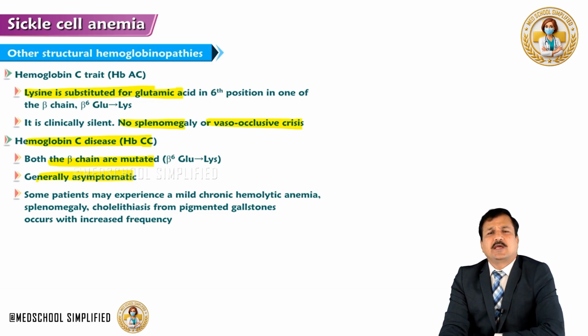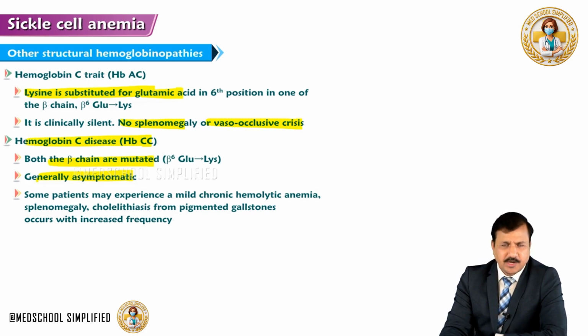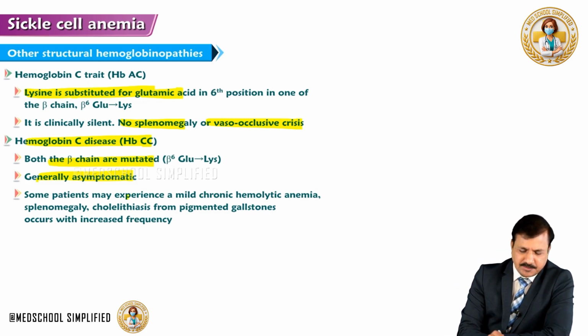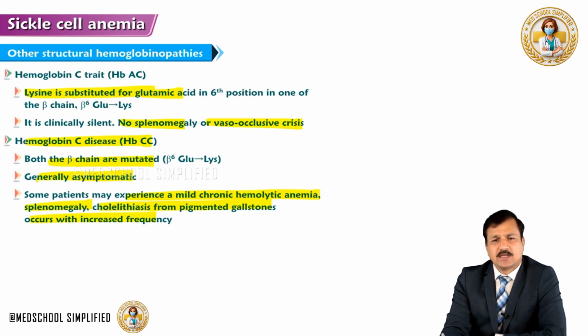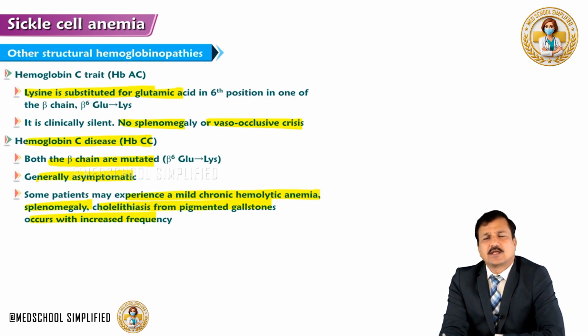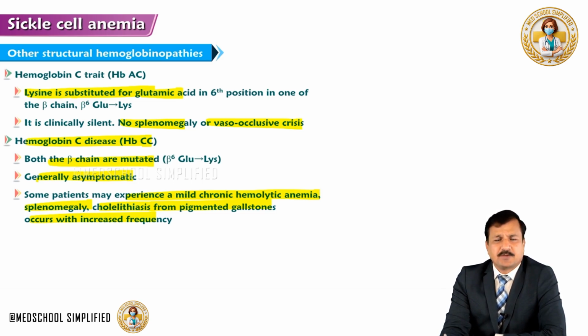Patients generally remain asymptomatic for most part, but some patients may experience a mild chronic hemolytic anemia, splenomegaly, cholelithiasis, and pigmented gallstones which occur at increased frequency. These are some of the signs that may be seen in some of the patients. Other than this, largely hemoglobin C disease patients remain asymptomatic.